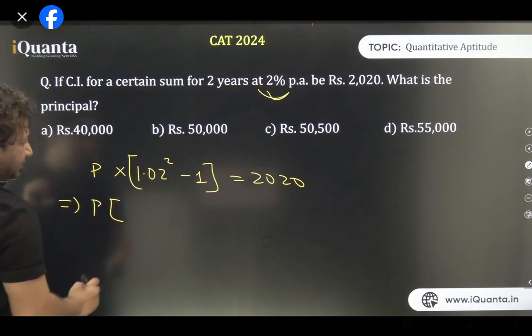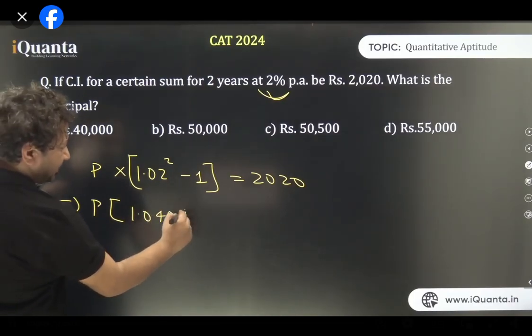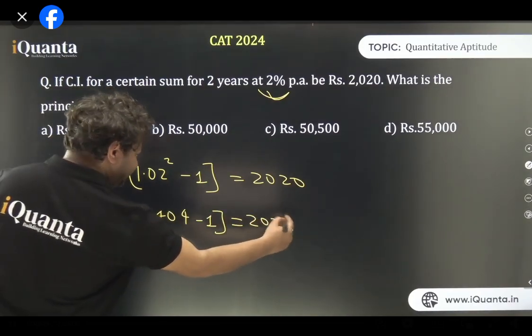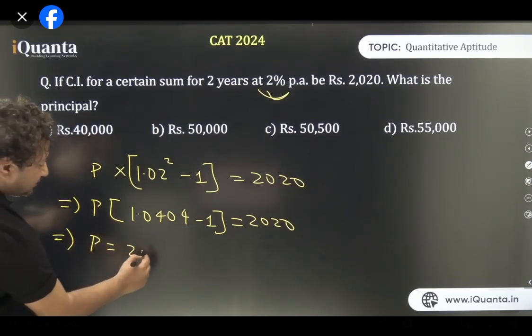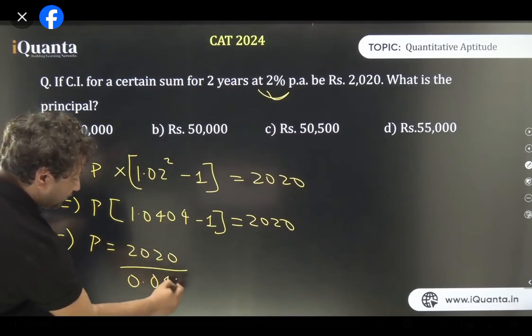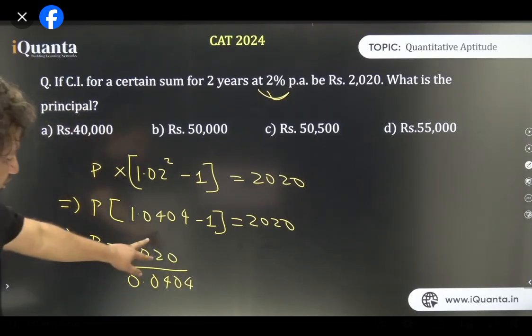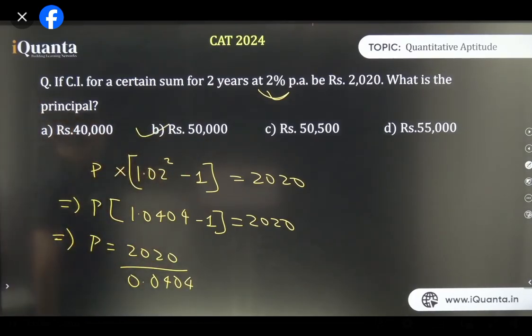What is the square of 1.02? I think it is 1.0404, am I right? Minus 1, that becomes 2020. Subtracting 1, you get 0.0404. So P will be equal to 2020 upon 0.0404. It cuts exactly 5 times. 50,000 is the answer.